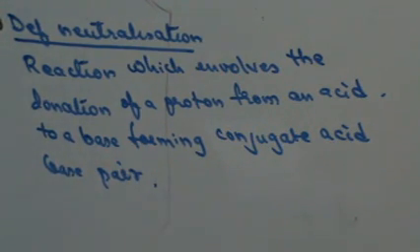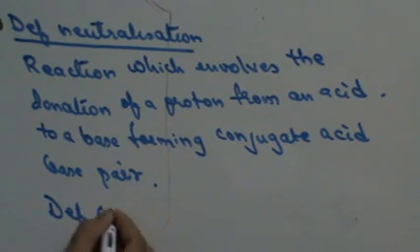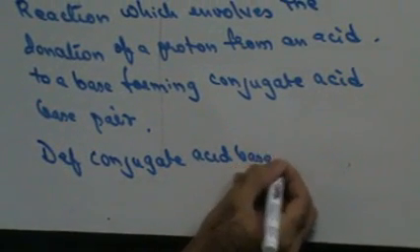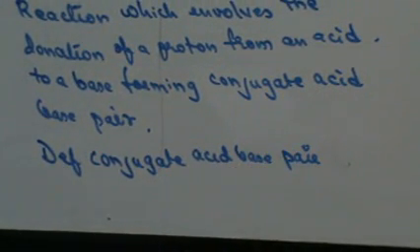Right? Now, first of all, in order to understand this definition, let us try to understand the meaning of the word conjugate acid base pair. A conjugate acid base pair is defined as an acid and base which differ from each other only by one proton. So, an acid and a base that differ from each other only by a single proton is called a conjugate acid base pair.